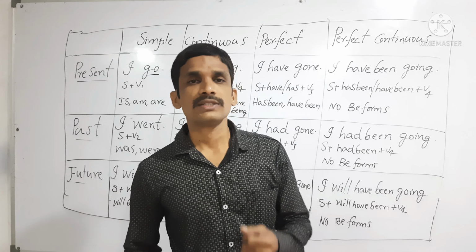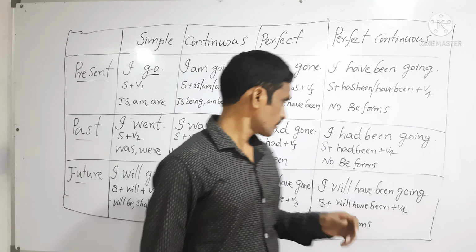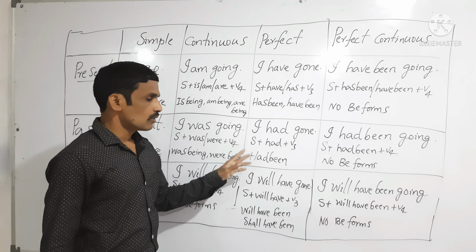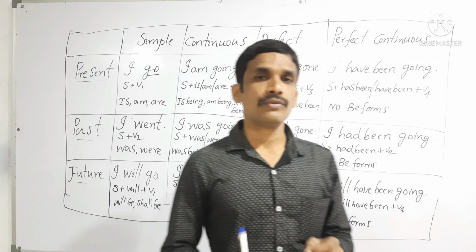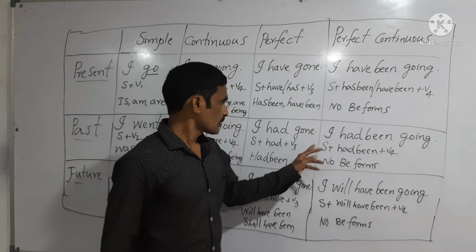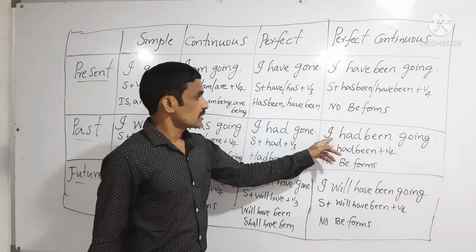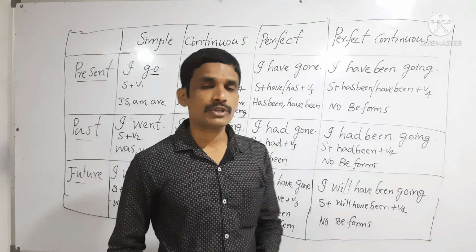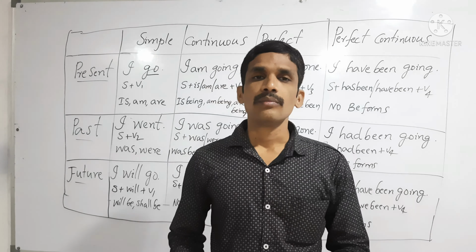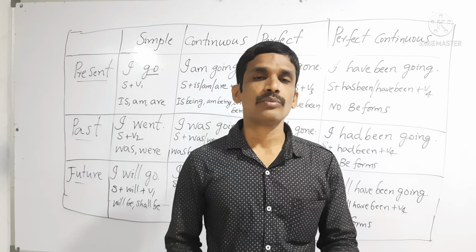Next, past perfect tense. Subject plus had plus V3 is past perfect tense. Subject plus had plus V3, and the B form is only had been. Past perfect continuous tense: I had been going, subject plus had been plus V4. And here past perfect continuous tense also has no B forms.